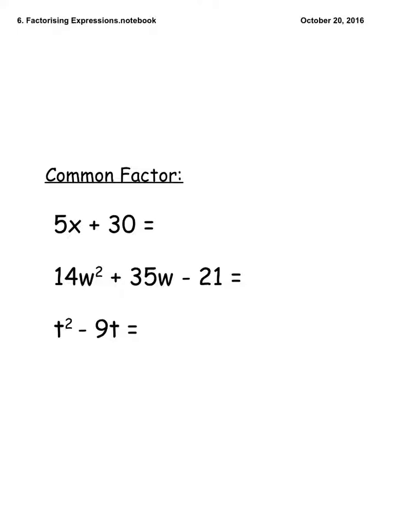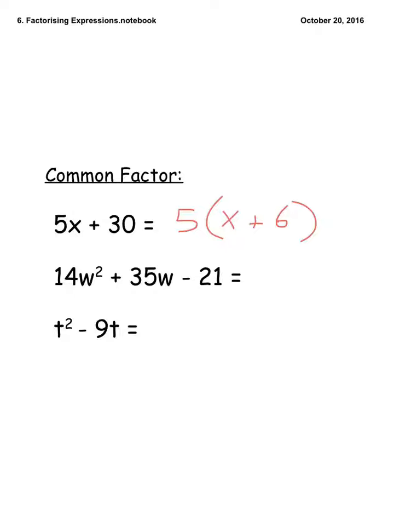Let's first have a look at common factor. Okay, so this first expression here, 5x plus 30, has a common factor. The number that divides into both 5x and plus 30 is the number 5. That's our common factor. Everything else divides by 5. So 5x divided by 5 is x, and plus 30 divided by 5 is plus 6. And that's it. We've factorized that expression.